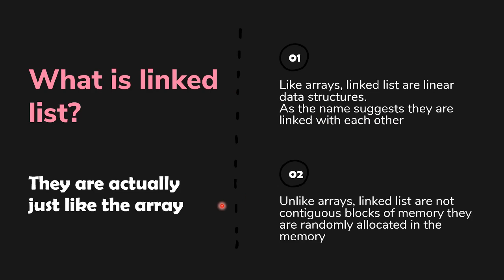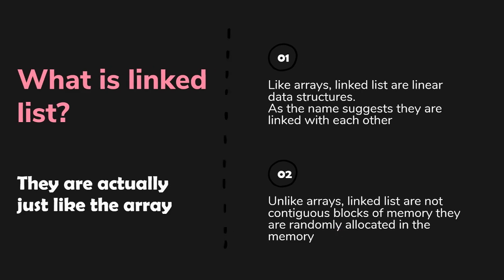Okay, now why is the linked list not exactly like array? Because unlike arrays, linked lists are not contiguous blocks of memory. That means arrays are allocated in such a way that they form contiguous blocks of memory inside the RAM, but this is not the case for linked lists. Linked lists are allocated randomly. That means they are randomly allocated inside the memory. So this is the dissimilarity, and also we have many benefits of the linked list over arrays. We will see this in the next video. Okay, so now let's move on to the next topic.